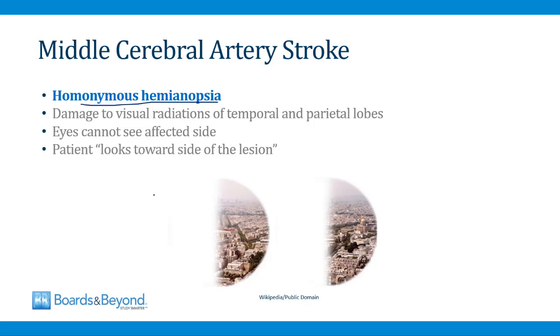This occurs because of damage to fibers that carry visual information called the visual radiations that run in the temporal and parietal lobes. Now, because the patient can't see information on this side of their world, they're going to constantly be looking in this direction to try and use the parts of their visual field that remain. And so for this reason, patients often look towards the side of the lesion. In other words, they look towards the side where there is no visual information, and that is the same side as the cortex that has ischemia.